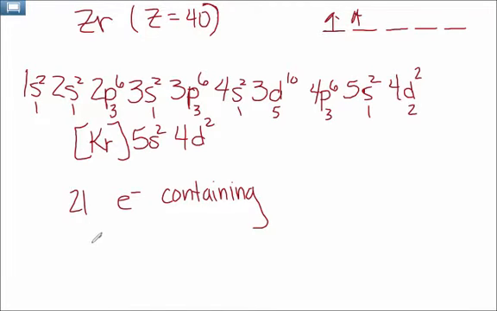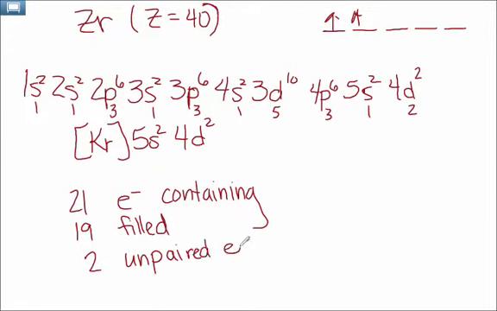And how many are completely filled? 19, because we counted 2 here, but they are not completely filled. So 19 are filled. How many lone electrons? There's just 2 unpaired electrons. How many empty orbitals? 3 empty.